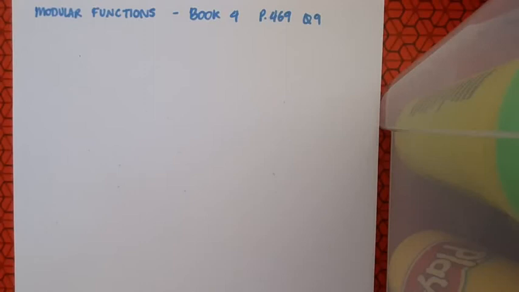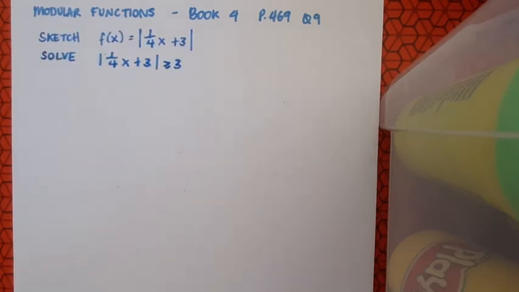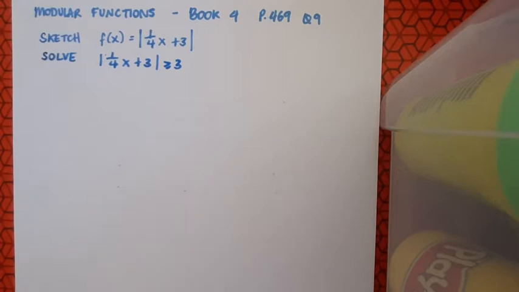So this is a video of a modular functions question. It's question 9 from page 469 in book 4. And it first of all wants us to sketch the function f of x. And then it wants us to use the graph or the sketch to solve the absolute value of a quarter x plus 3 is greater than or equal to 3.